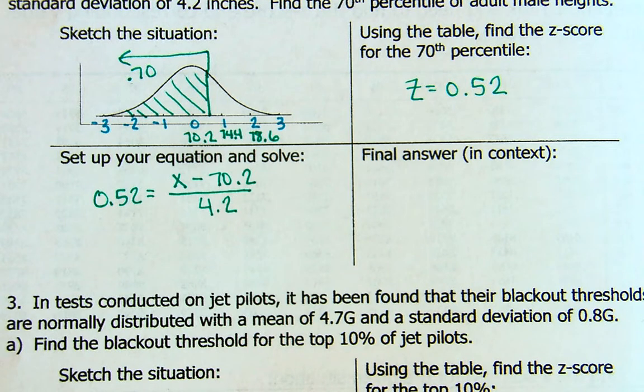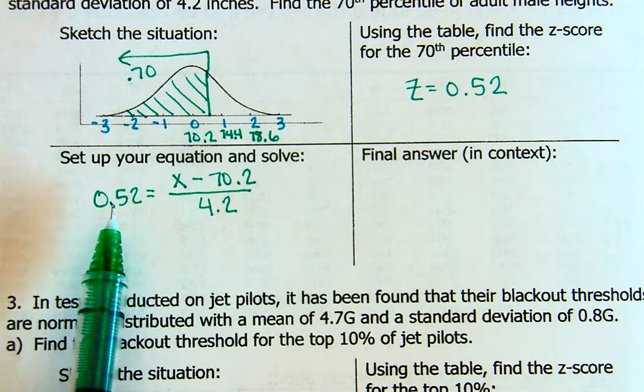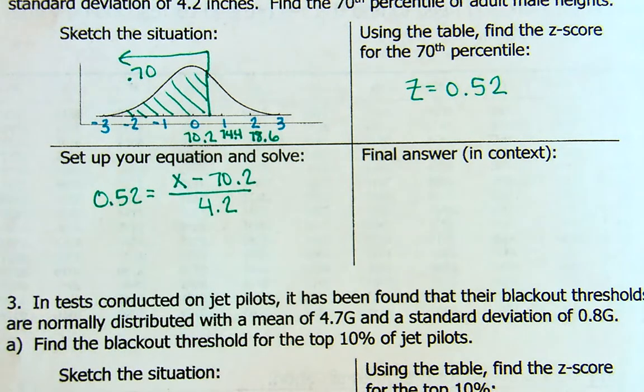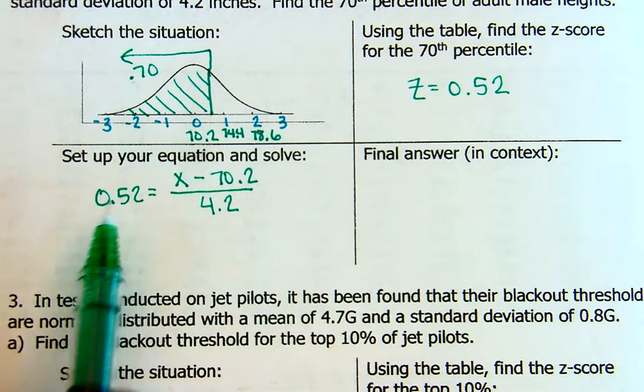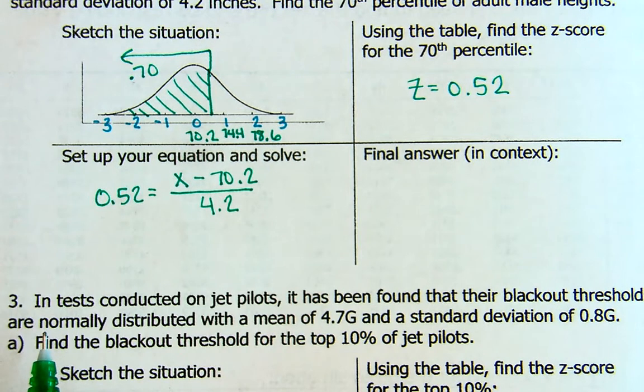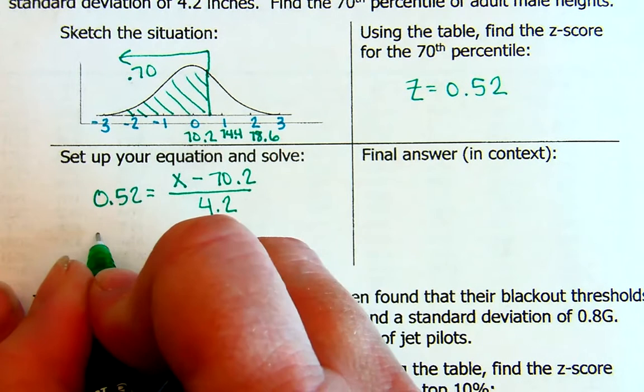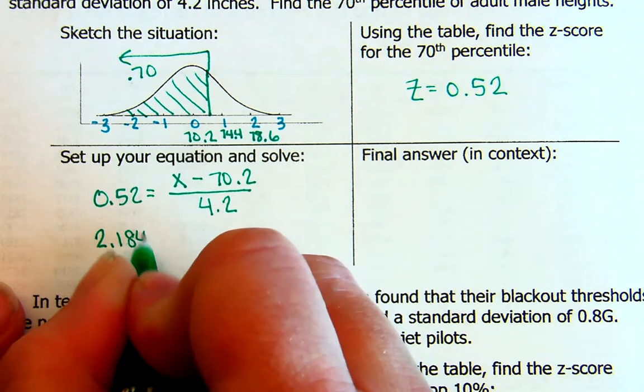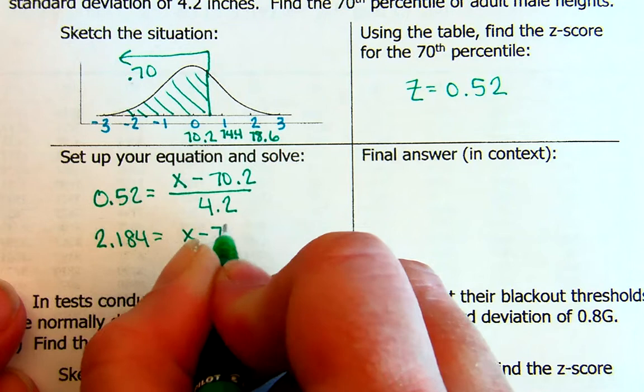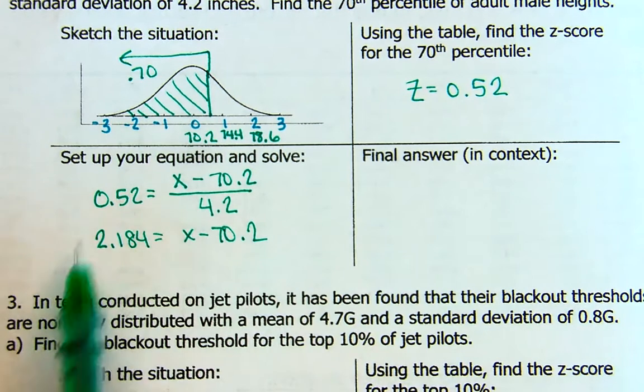So you're just plugging into that same formula that we used to find the z-score. Now we're using the z-score to find the height. So we're just solving for a different part of the same formula. So to solve it, I'm just going to multiply it by 4.2. So I get 2.184 equals x minus 70.2. And then I just add the 70.2.